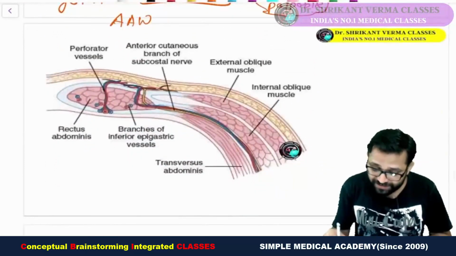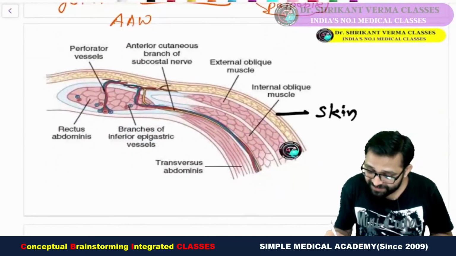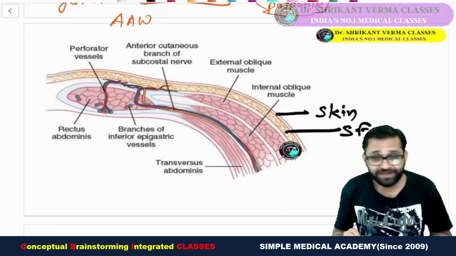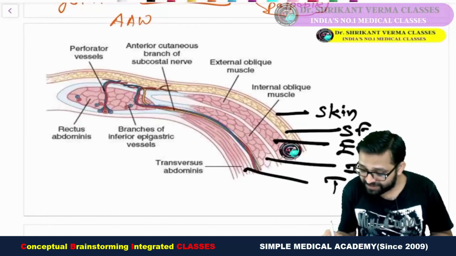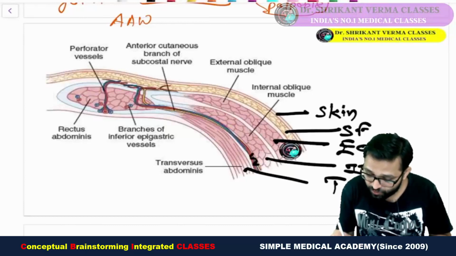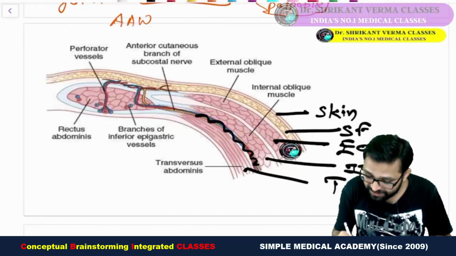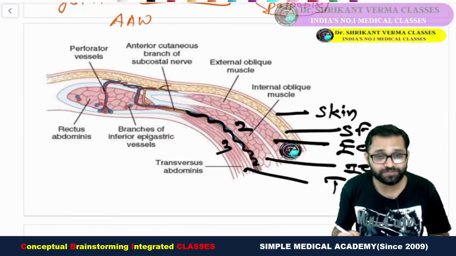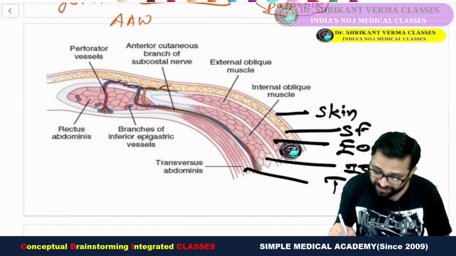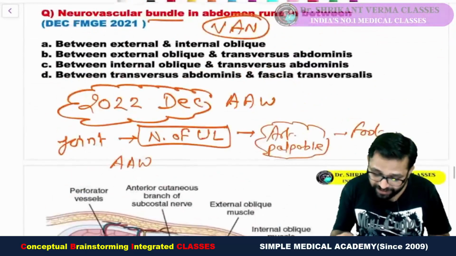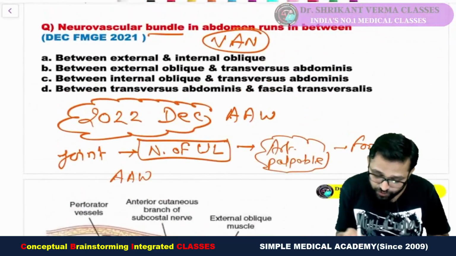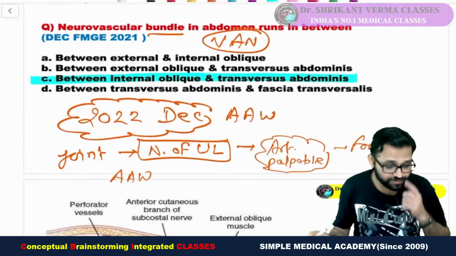So here you will see the skin. Then there is the superficial fascia, deep fascia is absent, there is the external oblique, there is the internal oblique, there is the transversus abdominis. Can you see this neurovascular bundle is running here between the second and third layer of the muscle? Yes, you can observe properly it is running between internal oblique and transversus abdominis. So your answer is internal oblique and transversus abdominis.